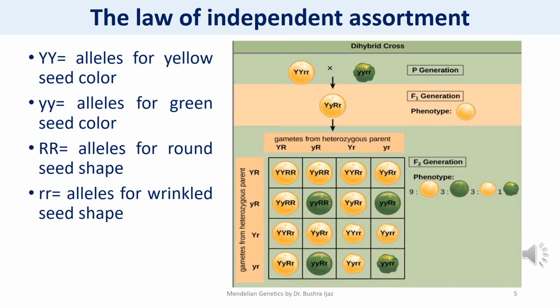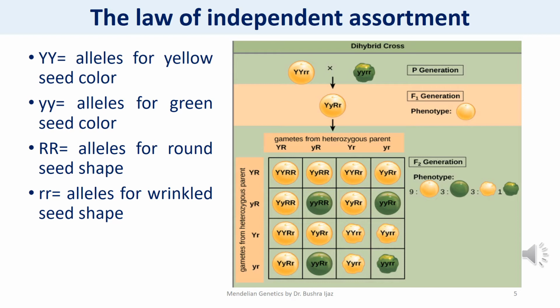For the F2 generation, the law of segregation requires that each gamete receives either an allele capital R or a small r allele, along with either the allele capital Y or a small y allele. The law of independent assortment states that a gamete into which a small r allele is sorted would be equally likely to contain either a capital Y or a small y allele. Thus, there are four equally likely gametes that can be formed when the capital Y small y, capital R small r heterozygote is self-crossed.